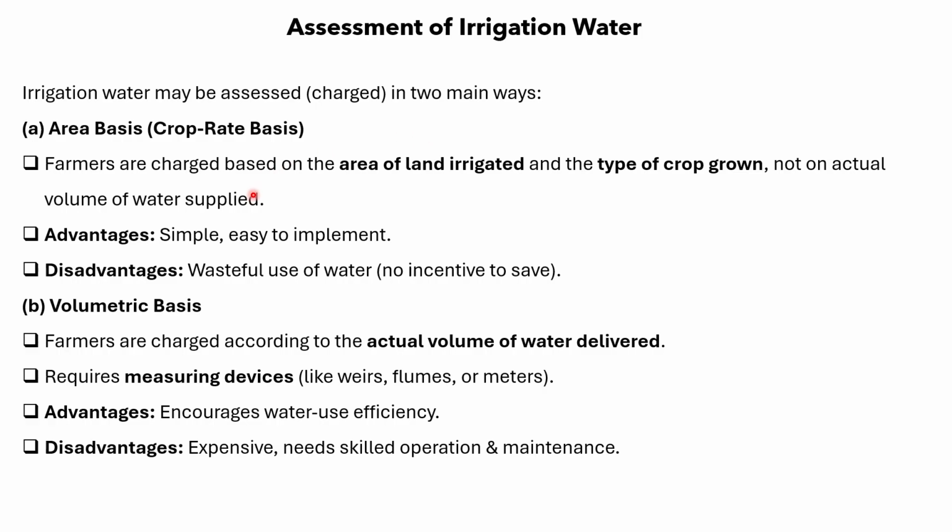Now, the assessment of irrigation water. Charges can be collected in two ways: area basis and volumetric basis. Area basis is a payment based on the area irrigated. Simply, it encourages waste, with no motivation to save water. The volumetric basis means payment based on the actual water delivered. It promotes water use efficiency, though it requires measuring devices and skilled operation also. So modern systems prefer the volumetric basis for water conservation. Between the two states also, they prefer this one.